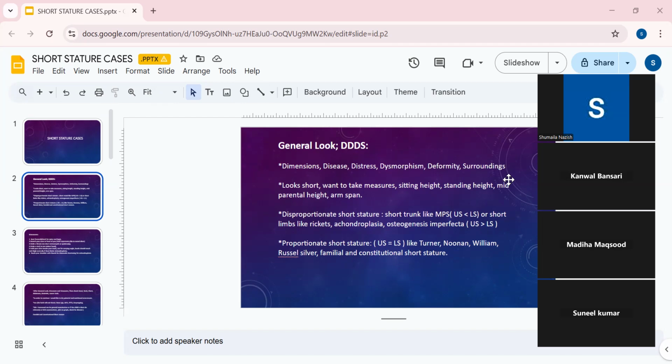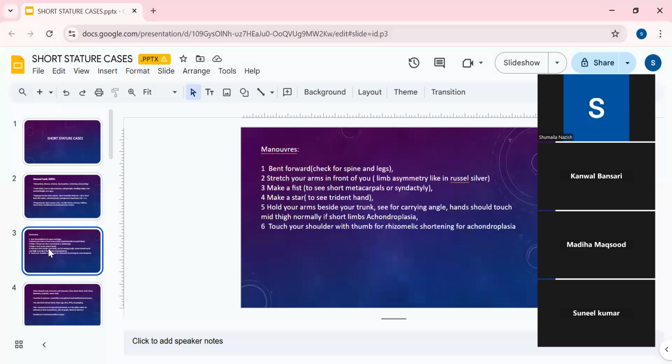So that is how you're going to start. And once you see that the child is short, then you have to do certain maneuvers, okay? To pick up certain syndromes. So these are the maneuvers the doctor has already discussed.